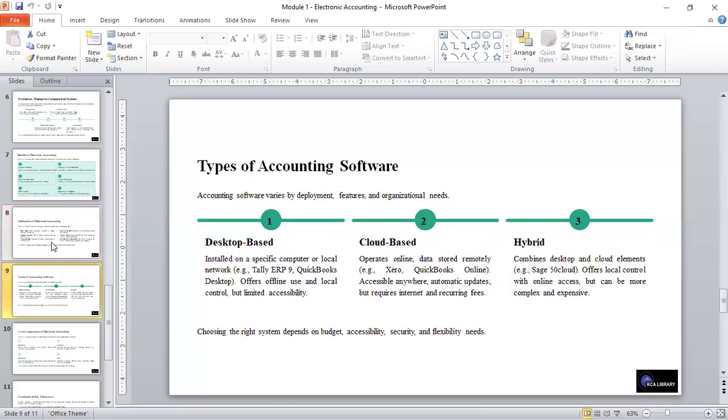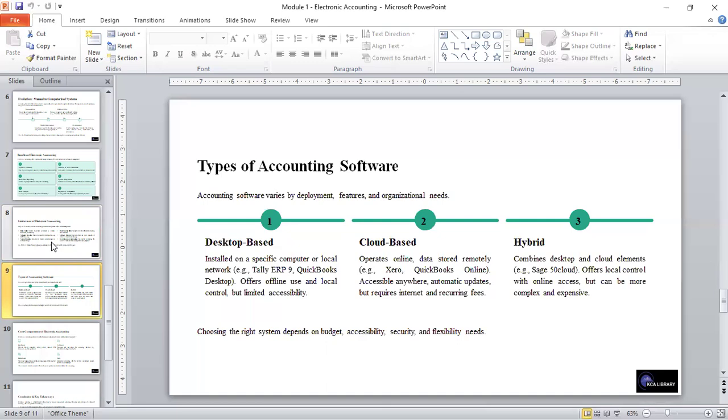What are the types of accounting software that we have? We can see it in three forms, and accounting software varies based on deployment, features, and organizational needs. The first type is desktop-based accounting software, which is installed on specific computers or local networks. Examples are Tally ERP9 and QuickBooks Desktop, and they offer offline use and local control, but limited accessibility.